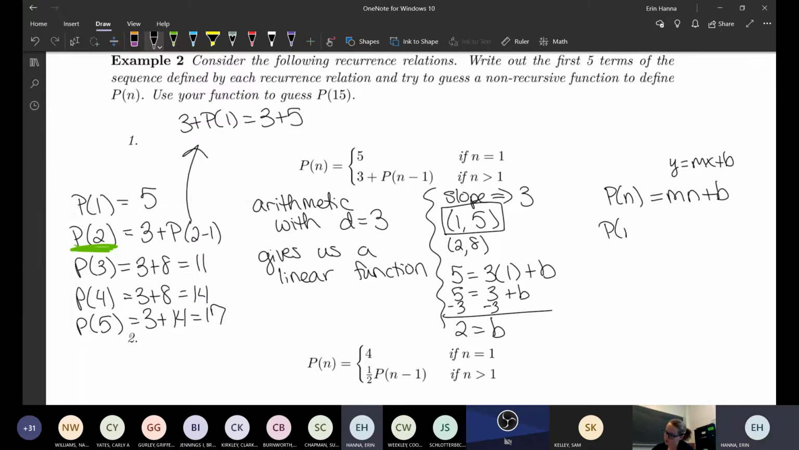So that would mean that we're making a very good guess that a non-recursive function that would match this recursive relation would be 3n plus 2. The 3 comes from the common difference between the terms, and the 2 is the thing we just found using one of the points we have and that common difference. And then the last thing we're asked to do is to take a guess using this function of what the 15th term is.